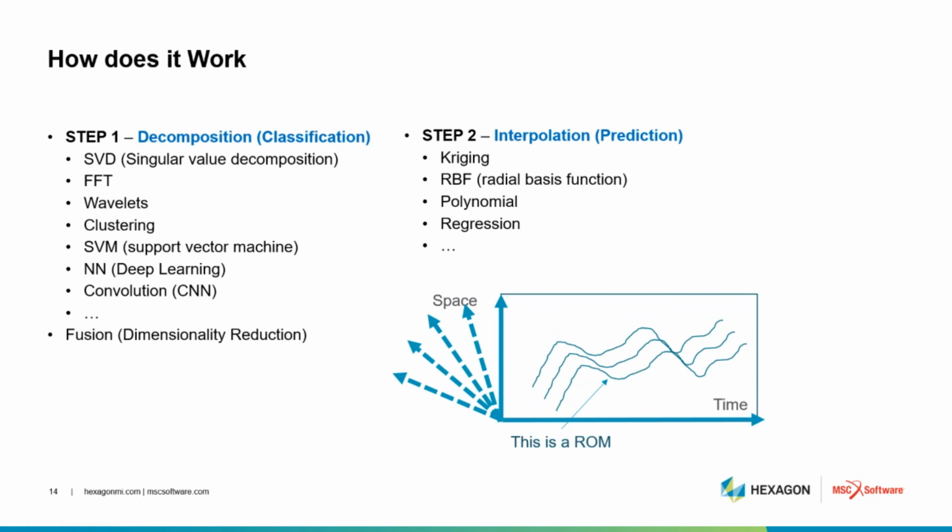Step 1, as I said, is decomposition and classification. There are a lot of different methods for that, like SVD, singular value decomposition, or Fourier transform, clustering, or deep learning, a convolutional neural network, and data fusion. So we use one of these methods, depending on the case we have. And step 2 is prediction, sometimes interpolation, like Kriging method or radial basis function, polynomial regression. Using this method at the end, we have a space, by which I mean the variables you have, based on time, the change in the time response of your system, and you can predict the new result.